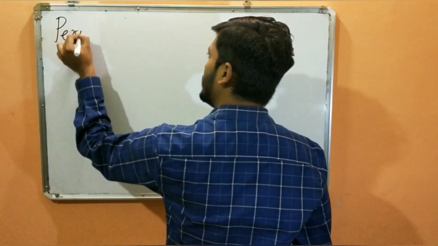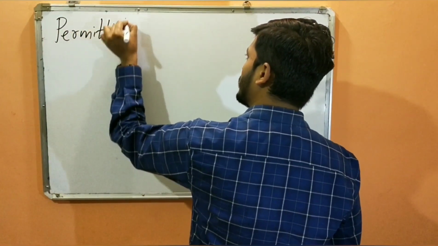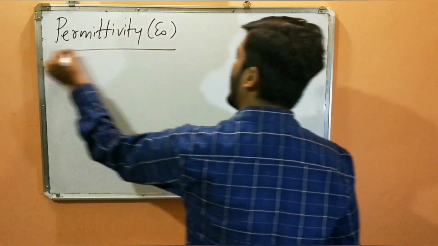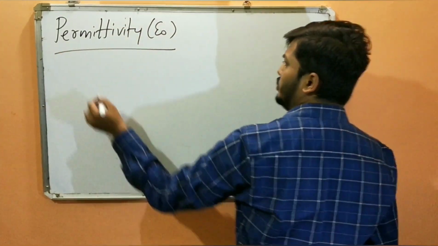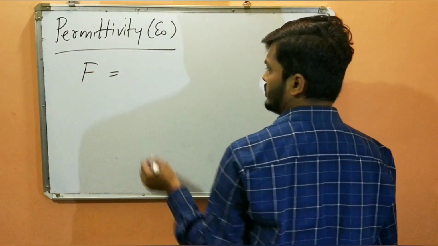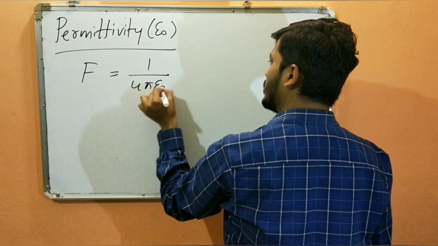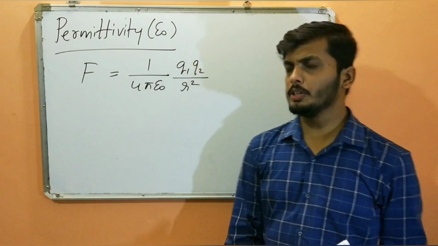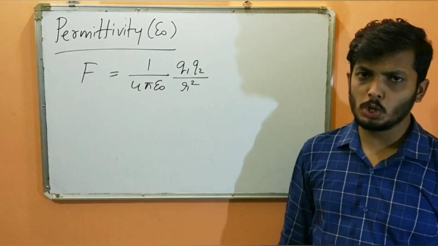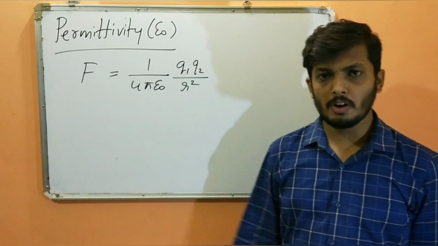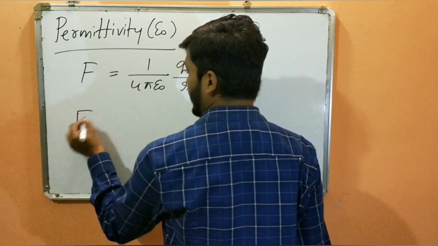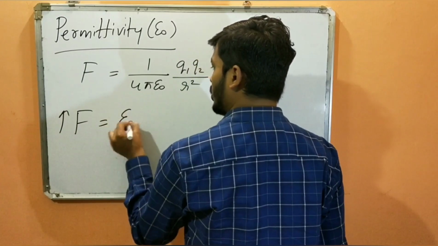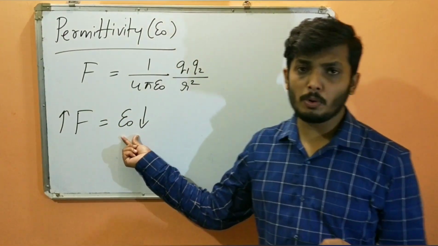So students, while studying Coulomb's law, I told you that we will be discussing a concept of permittivity, which is denoted by the Greek letter epsilon naught. Now, you know Coulomb's electrostatic force equation: F is equal to 1 upon 4 pi epsilon naught, Q1 Q2 divided by R square. If you look closely at this equation, F is inversely proportional to epsilon naught, where epsilon naught is the permittivity of free space. So if F is more, epsilon naught will be less. This epsilon naught depends upon the medium.